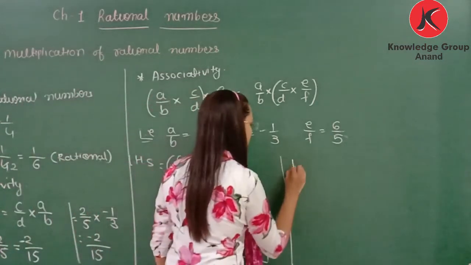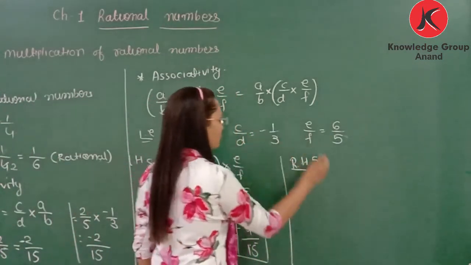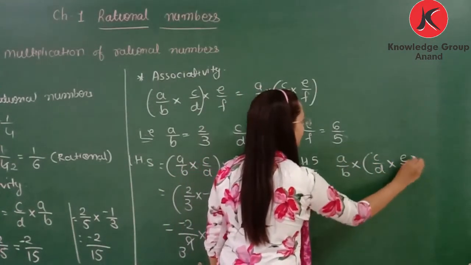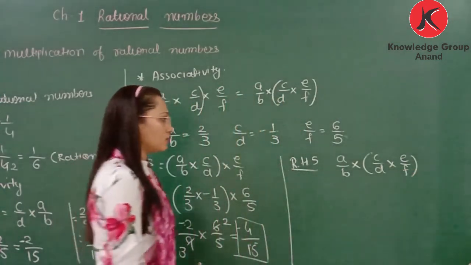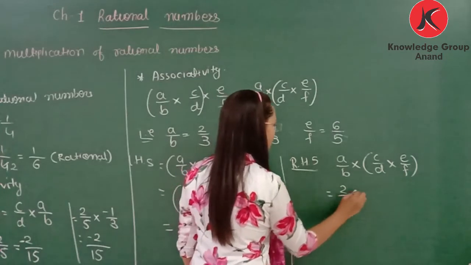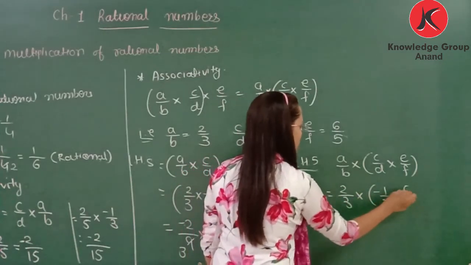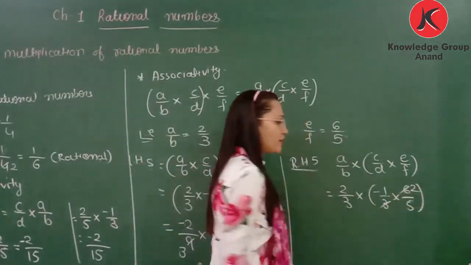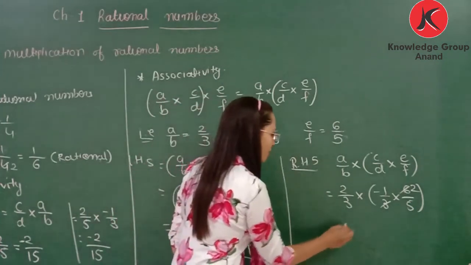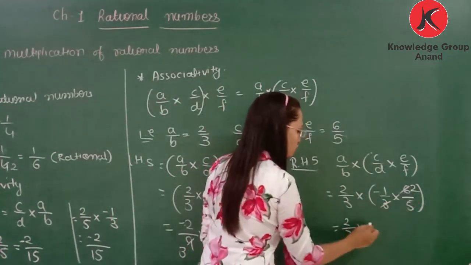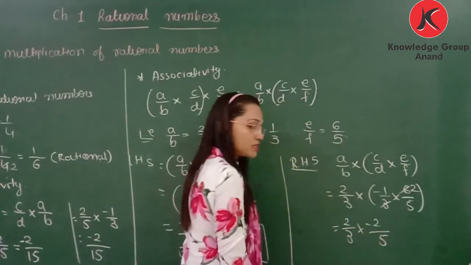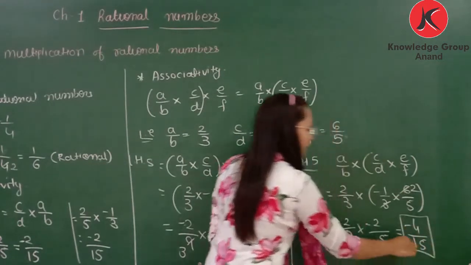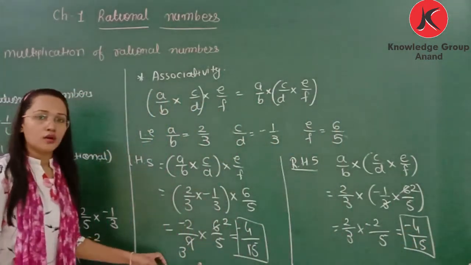So in the right hand side, we have a by b multiplied by c by d multiplied by e by f. So now we will take the group of second and third. So a by b is 2 by 3, then minus 1 by 3 and 6 by 5, that is e by f. Now you can see here we can cancel out these common factors. 3 2s are 6. Now multiply the numerators in the bracket. So minus 1 into 6 is minus 6 and 5 as it is. Now minus 6 multiplied by 2 gives minus 12 and 3 5s are 15. It means we can change the group in a multiplication.